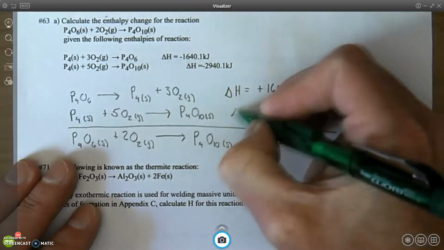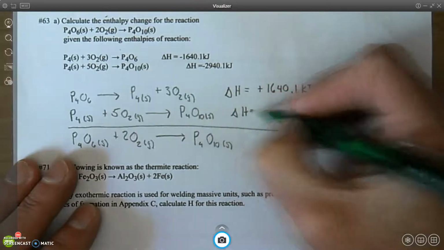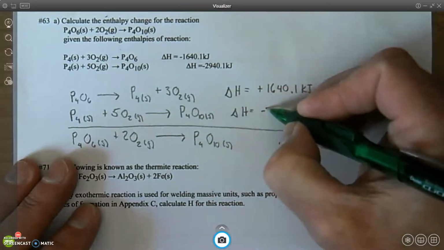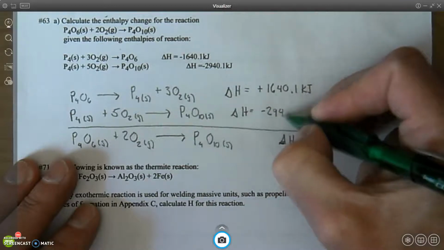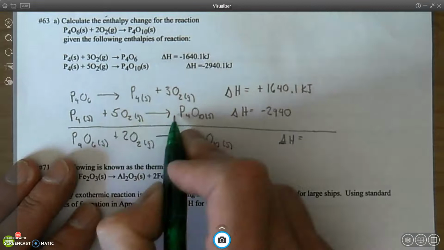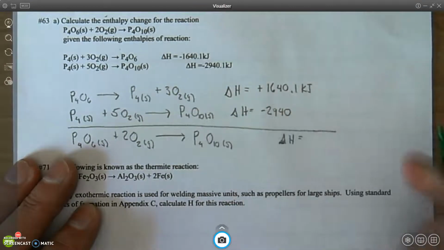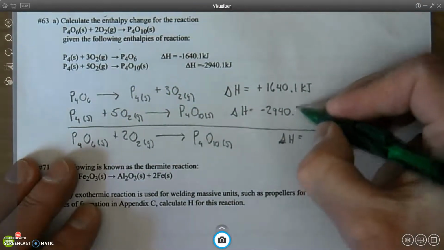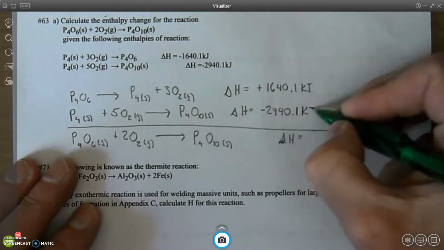It's got an energy value. I didn't have to use any coefficients on this one, so I don't have to do any multiplying. For example, if I doubled this, like times 2, this also would be times 2 as well. We didn't do that, so I don't need to worry about it.